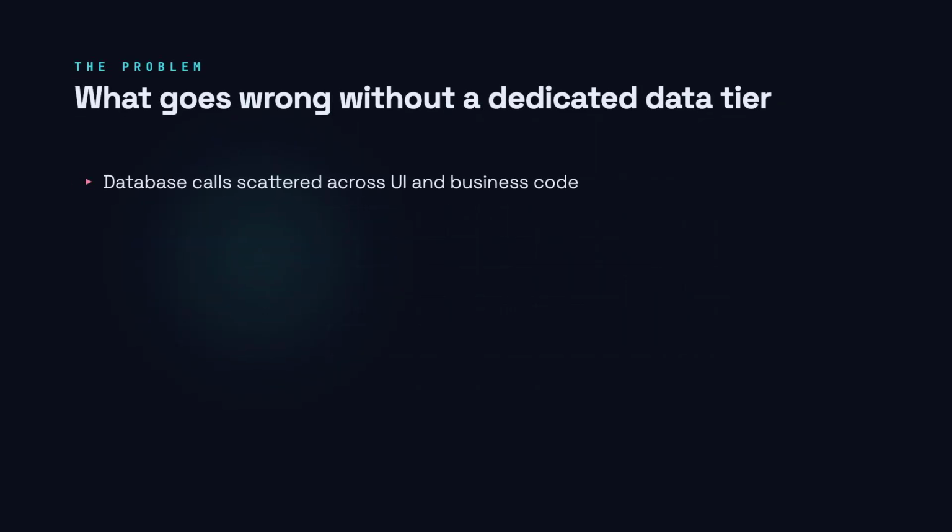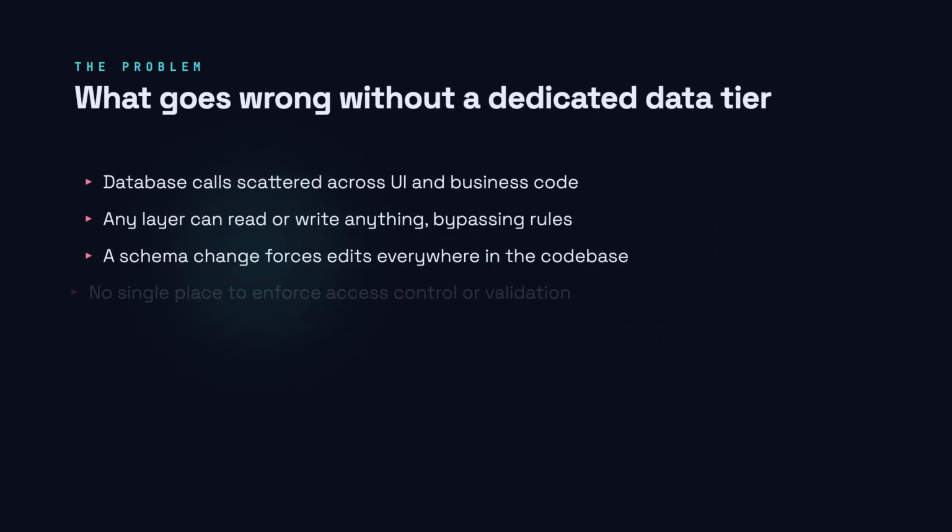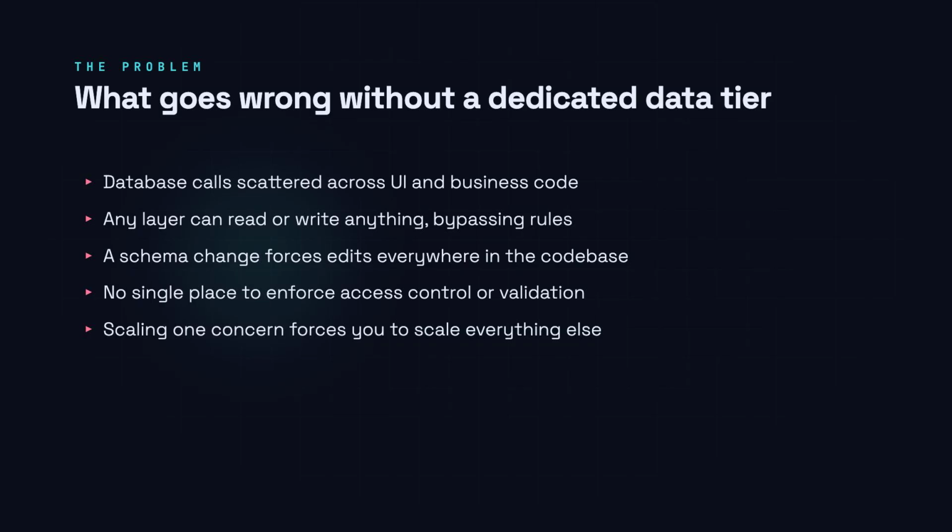Imagine a codebase where a button click in the UI talks directly to the database, and a pricing rule buried in a helper function does the same. When your schema changes, you hunt down every caller. When you need to restrict who can read sensitive data, there is no single place to do it. This tangled dependency is the pressure that makes a dedicated data tier necessary.